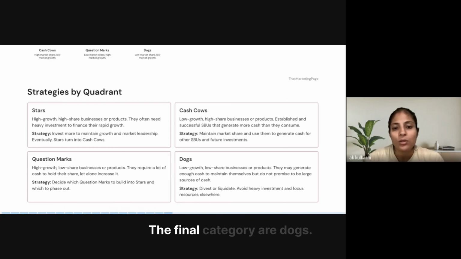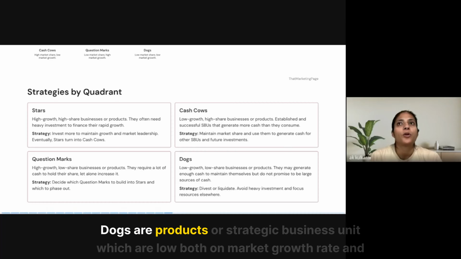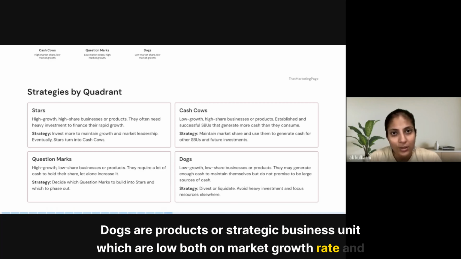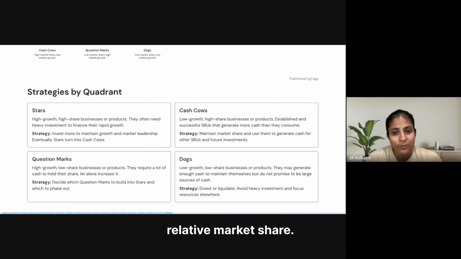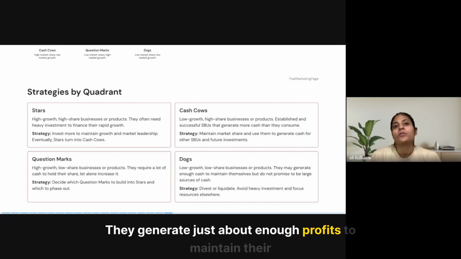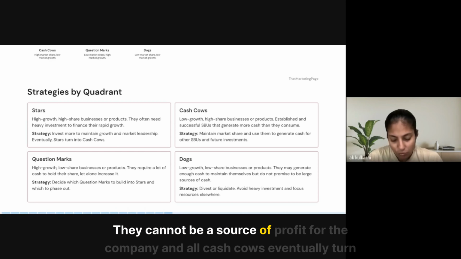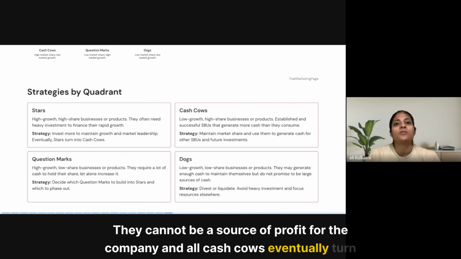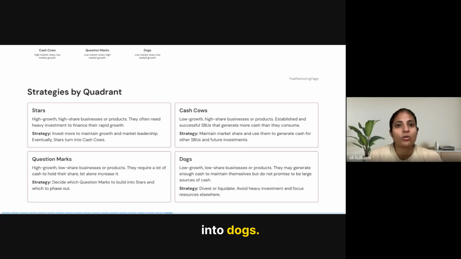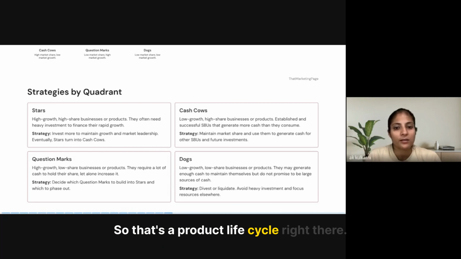The final category are dogs. Dogs are products or strategic business units which are low both on market growth rate and relative market share. They generate just about enough profits to maintain their day to day transactions, but do not add to the coffers of the company. They cannot be a source of profit for the company. And all cash cows eventually turn into dogs. So that's the product life cycle right there.